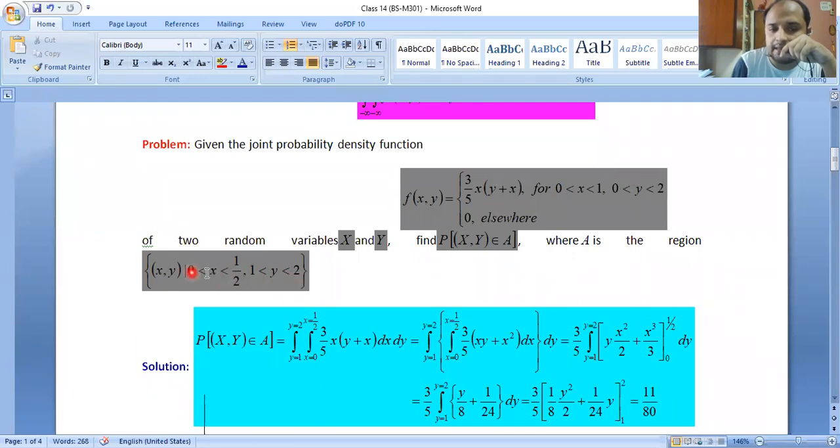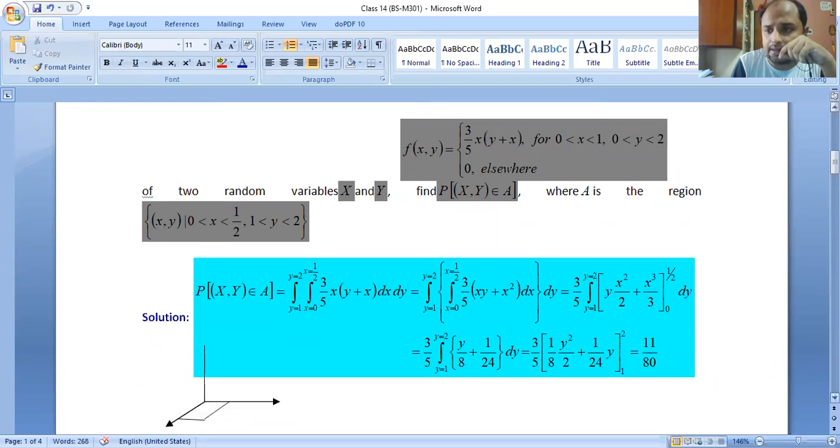You see that the interval in which x lies, 0 to half, is a sub-interval of 0 to 1. And the interval in which y lies, 1 to 2, is a sub-interval of 0 to 2. So we are actually going to calculate the probability that (X, Y) belongs to A in these sub-intervals for x and y. This is the meaning of the expression. I have explained what these expressions mean to you. The understanding of this expression is very important before you start solving problems. Now, let us solve this problem.